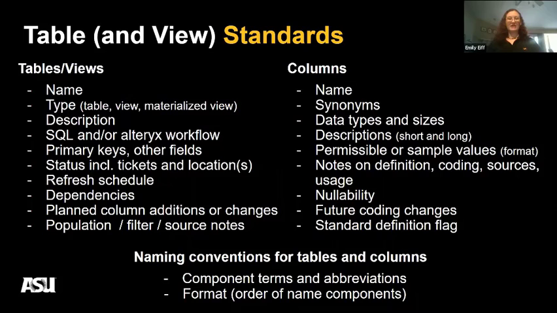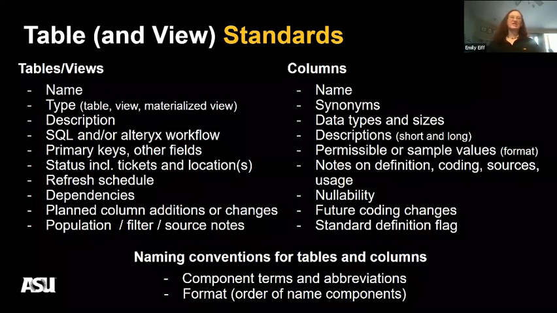Any dependencies on other tables that might cause some issues. An indicator of whether there's any future column additions or changes to that table, anything planned in the future. And then finally, notes on sources, filters, or other population limiting criteria. For example, we have registration tables that intentionally exclude orientation courses, so we make sure that that's noted. We have other tables that only have last 3 years worth of data for space and processing purposes.